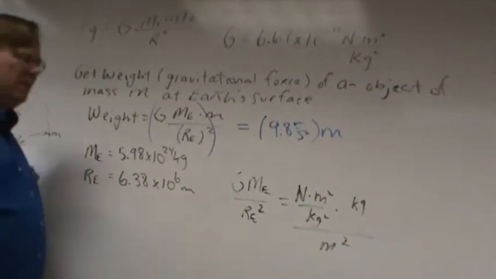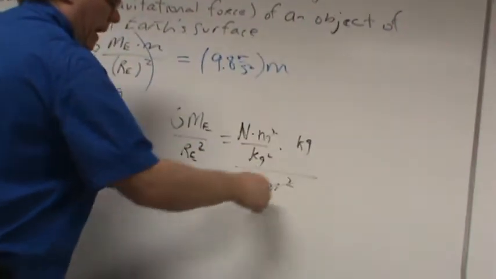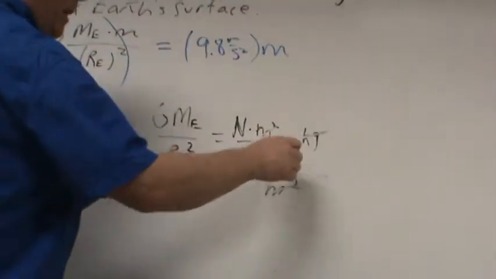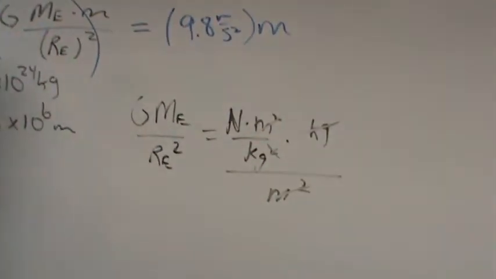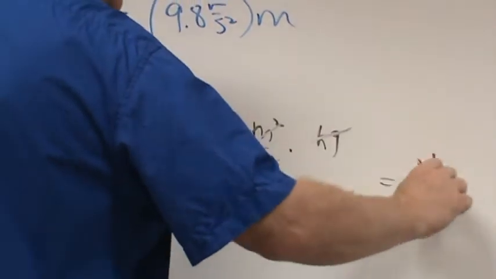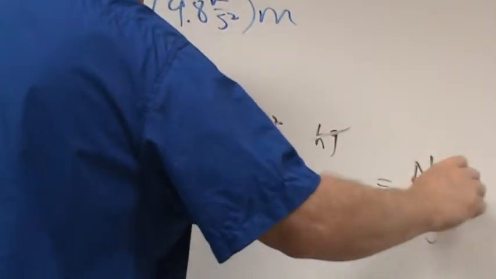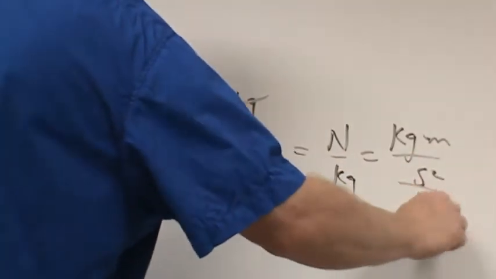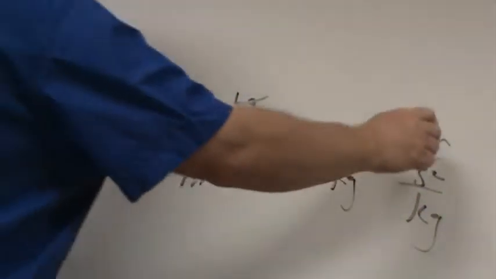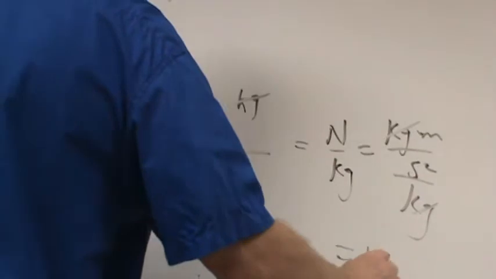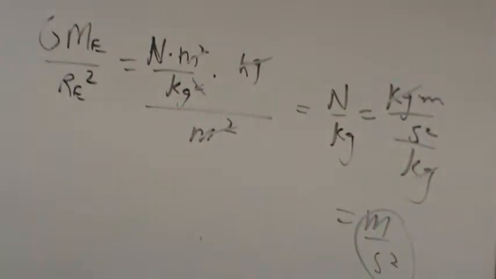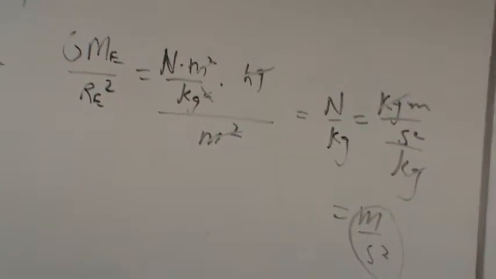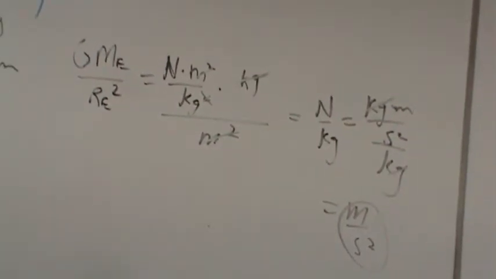I hope you see that the meters squared cancel, and that this kilogram cancels one of those kilograms, and I'm left with just newtons per kilogram. But newtons is kilogram meters per second squared. So the kilograms cancel, and I'm left with just meters per second squared, which is the units of the acceleration of gravity. Yes? For the answer 9.8, what is the m to the side of it?